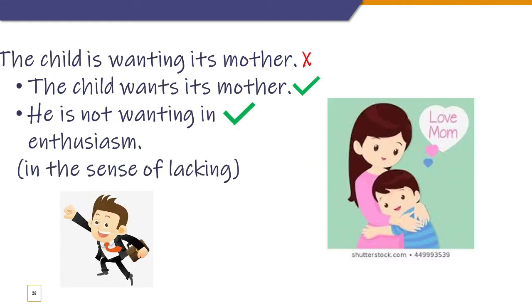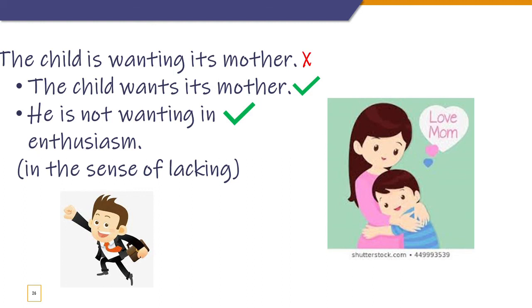Let's go to the next one. Want. "The child is wanting its mother." When you talk about want and desire, you don't use the "is" and "ing" in that sentence. This is a state where the child wants its mother. So "the child wants its mother" is more appropriate.